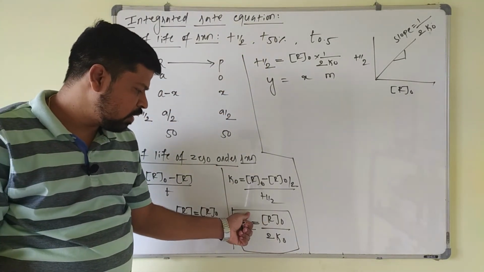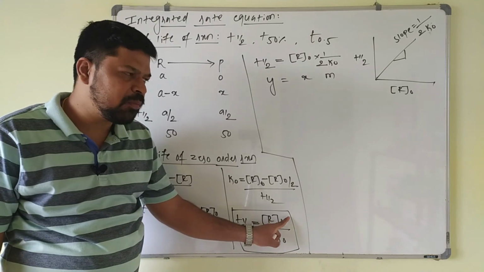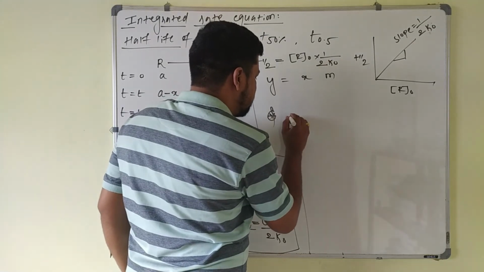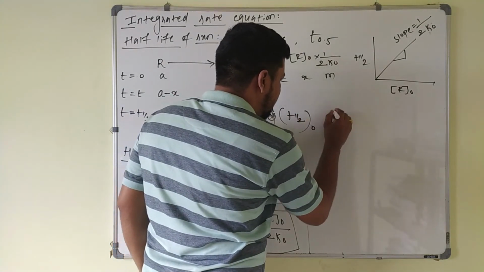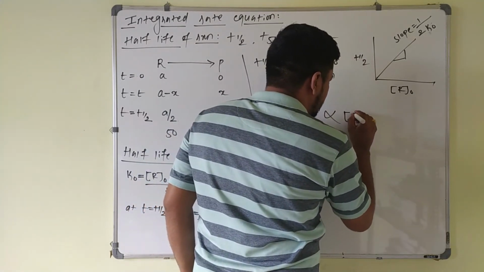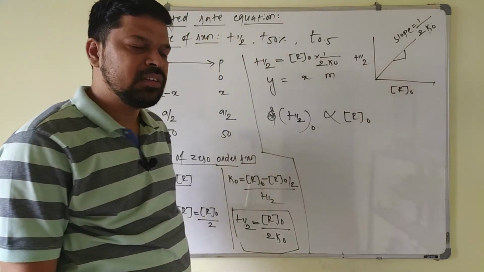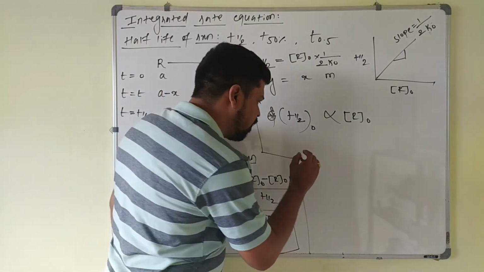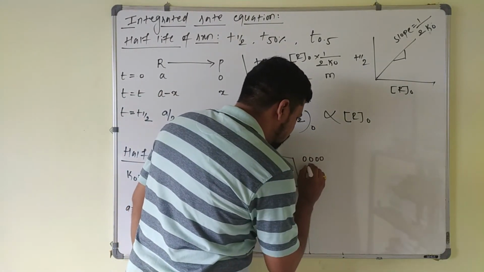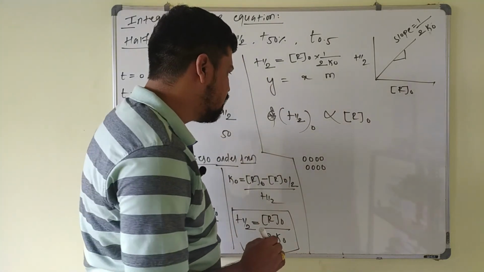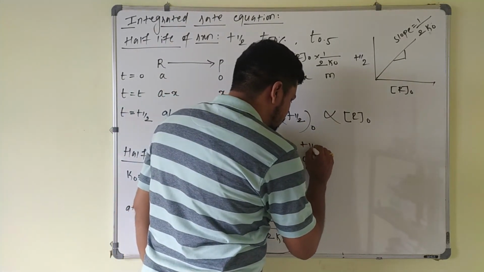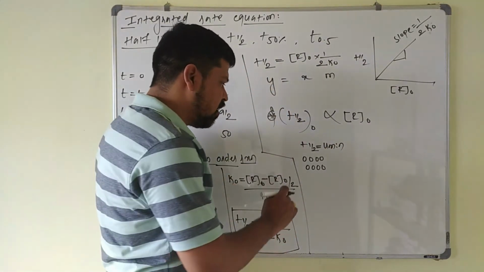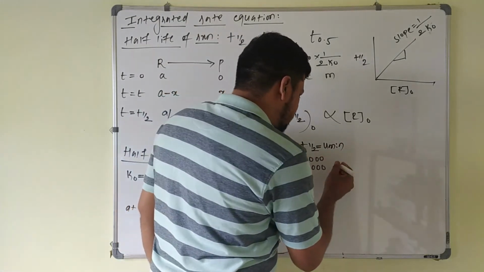Now from this equation you know that half-life of the zero order reaction is directly proportional to its initial concentration R naught. As initial concentration changes, its half-life also changes. For example, if I take initially 8 moles of reactants, suppose for this reaction the half-life is 4 minutes. Half-life of this reaction is 4 minutes.